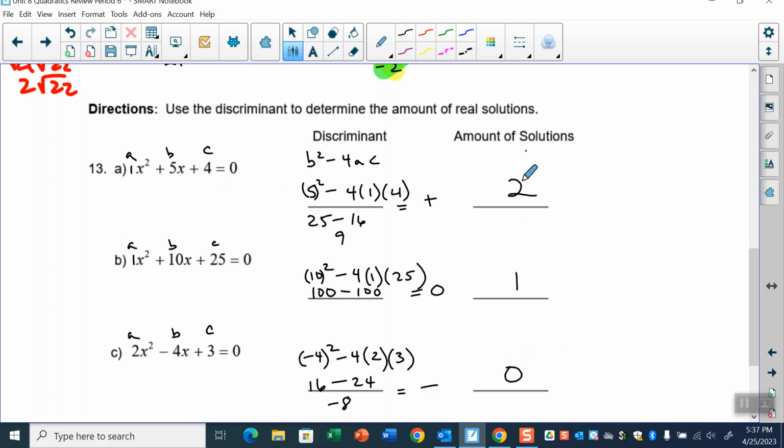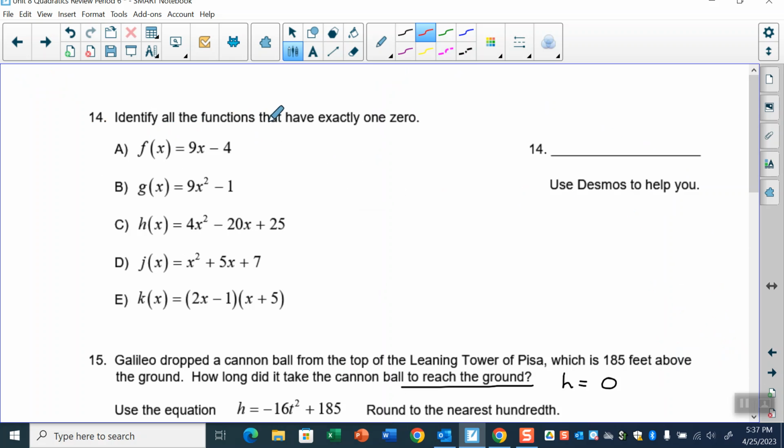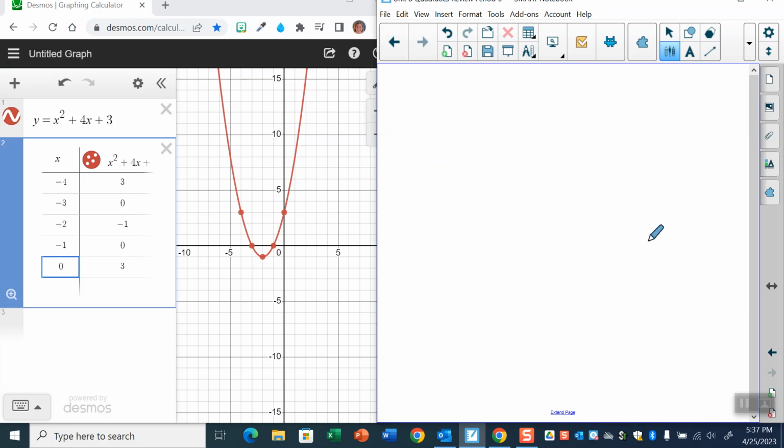Okay, so if you were to graph this, 2 solutions means it crosses twice. 1 means it kind of touches just one time. There's 1 point there. And then 0, right, means it's floating up at the top. Okay. Right, these are my two. The x-intercepts are the solutions. Okay, and then now we go to the next one. Identify all the functions that have exactly 1, 0. All right, and this says use Desmos, so we can go ahead and just type those in.